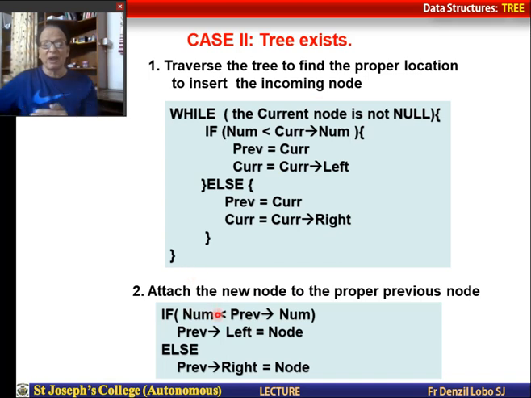Then I have to find out if the number is less than the previous number, so that means it has to go on the left. So previous left is equal to node, otherwise I say previous right equal to node. So I assign this node either to the left or right, depending on the value of the number on the node. So these are the two things: I traverse the tree either on the left subtree or the right subtree, and once I know the appropriate location, I attach the incoming node to the previous node.